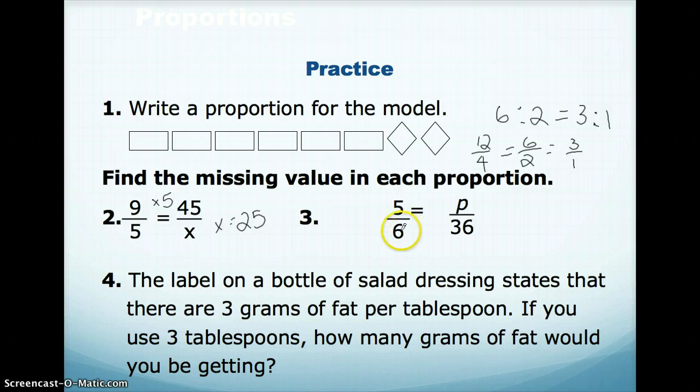All right, let's try this one. How do we get from 6 to 36? Well, we multiply by 6. So 5 times 6 is 30. P equals 30. Okay, let's try this 4th one.